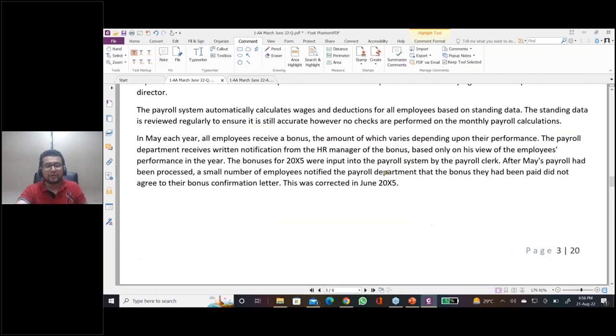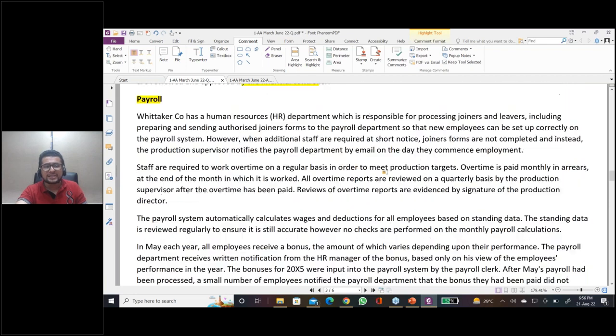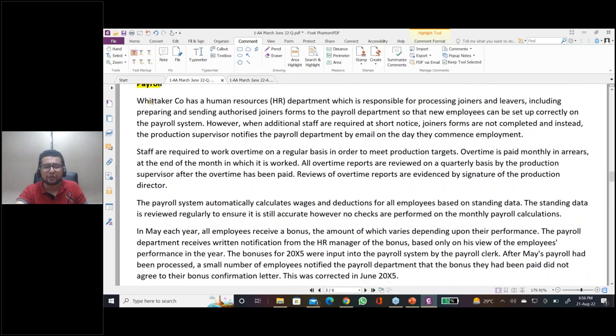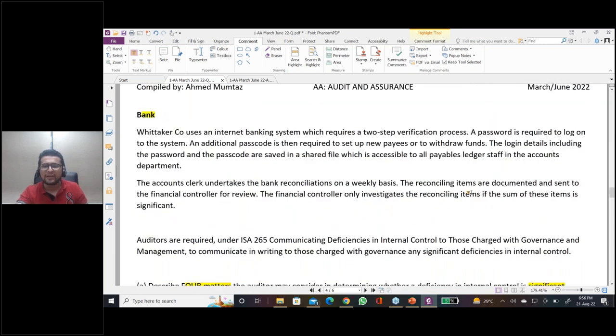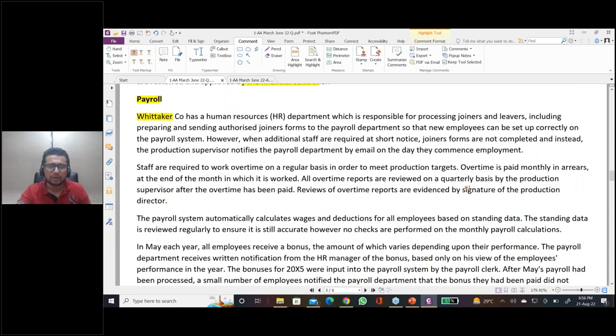So you have to understand this payroll system right now in front of your screen, starting from this, ending over here. And you have to identify at least 3 deficiencies because we have got the bank system as well. So we might be able to identify deficiencies from the bank as well.